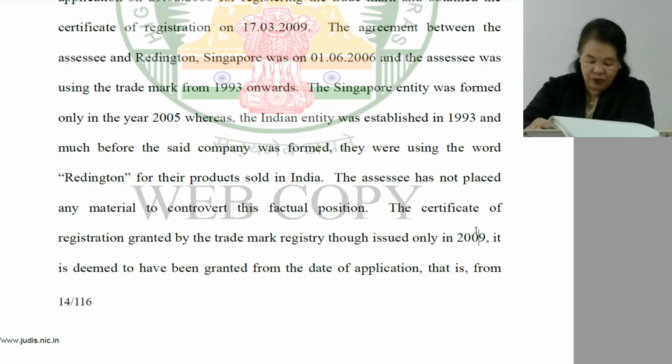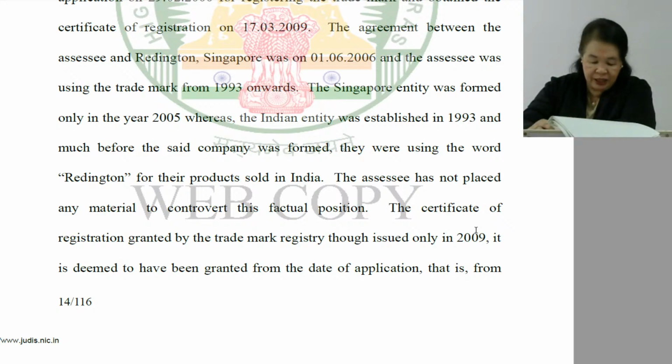The Singapore entity was formed only in the year 2005, whereas the Indian entity was established in 1993. So, matagal na niyang ginagamit. And much before the said company was formed, they were using the word Redington for their products sold in India. Kasi ang trademark dito is Redington, no? The assessee has not placed any material to controvert this factual position. The certificate of registration granted by the trademark registry though issued only in 2009, it is deemed to have been granted from the date of application.